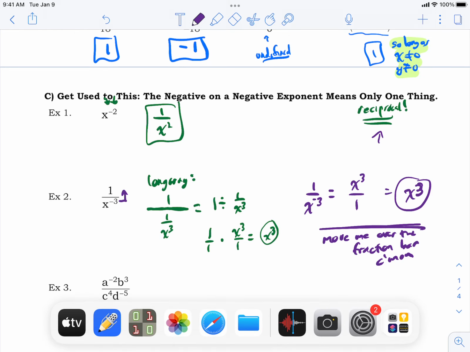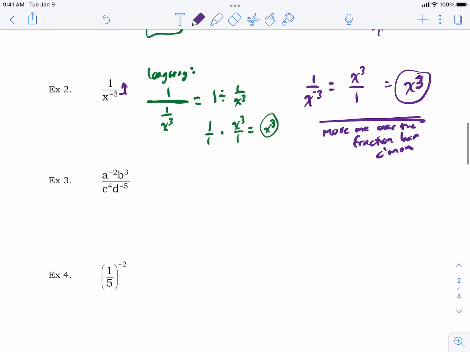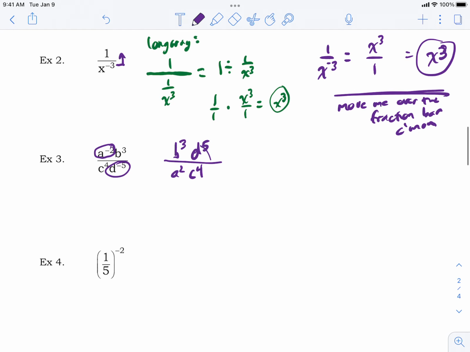Okay, so that's a particularly useful interpretation when you look at something like that. Do you really want to put all those fractions in there, fractions inside the fraction? No. Let's not do that. A is to the negative 2. Unhappy. Go down. See? Just move over. Now b cubed is happy. Leave it where it is. What about the c? C to the 4th is happy. Leave it where it is. What about the d? D is to a negative exponent. Unhappy. Wants to move. Goes up there. And there's your answer. Just move it over the fraction bar.